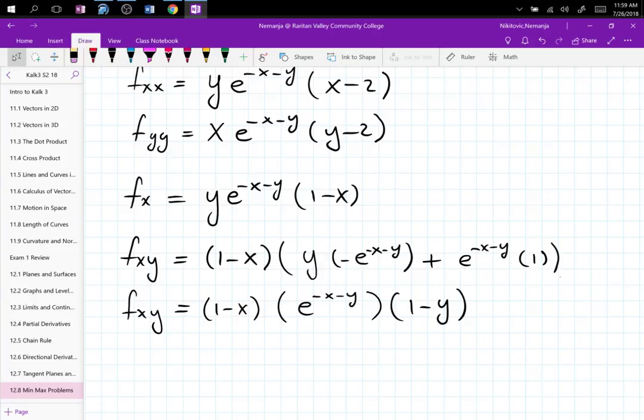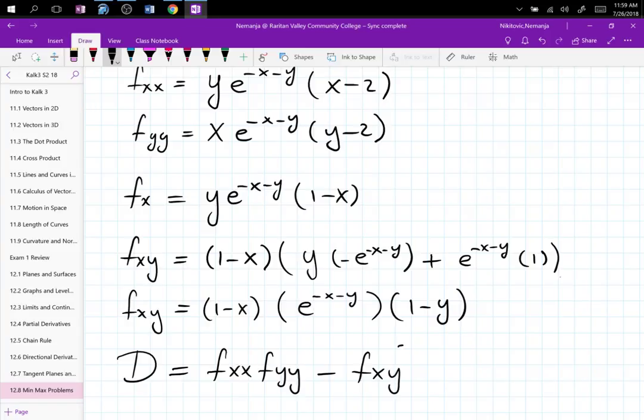So now what do we have? We have to compile our d, which is fxx, fyy minus fxy squared. That means that the whole thing over here has to be squared eventually.